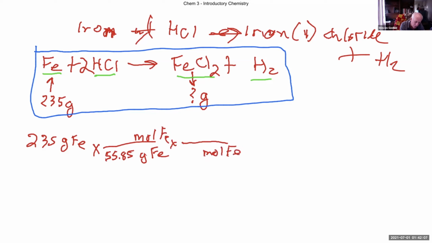Okay, now we go from moles of iron to moles of iron chloride. That's what we want. That's where our question mark is. This is what we want to figure out. Because we know our chemical equation gives us a relationship between moles of iron and moles of iron chloride. What's that relationship? Look at the numbers in front of each one. What is it?